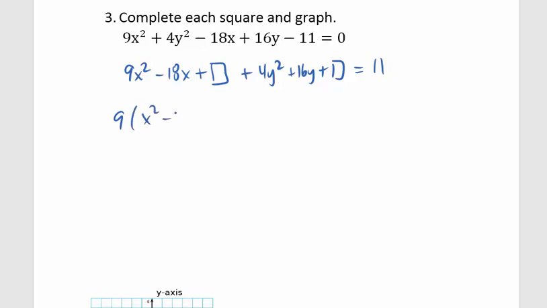So x squared minus 2x plus some mystery value. And here I could factor a 4 out. Alright, now we're kind of in a good spot here. Go ahead and pause your video player, complete these squares, and then organize this so it looks like an ellipse. Once you get it organized, then you could go ahead and graph it. So go ahead and pause your video player and give this a shot, and when you get done, hit play to see how you did.